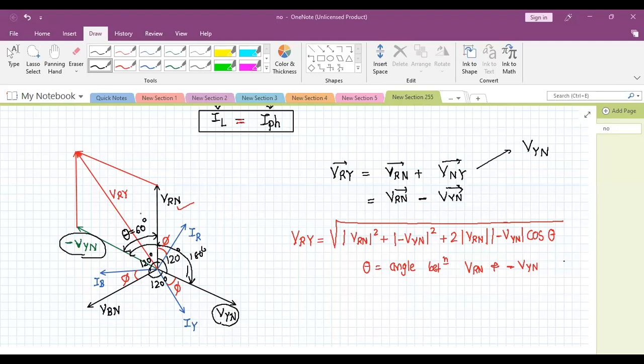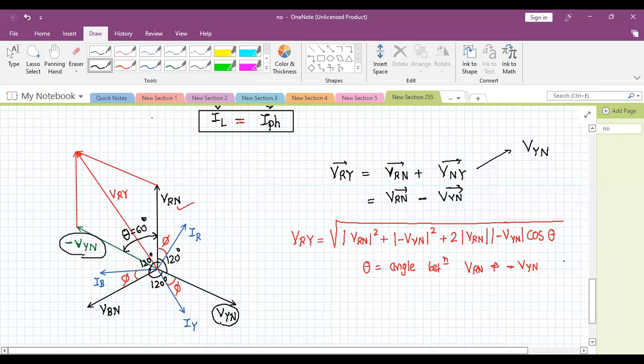Is there any confusion that theta is equal to 60 degree? Anyone? Is it clear how theta is 60 degree? If anyone has a confusion, please give me a comment in the chat box. Okay, so theta is equal to 60 degree. It is clear. So now what will I write here?